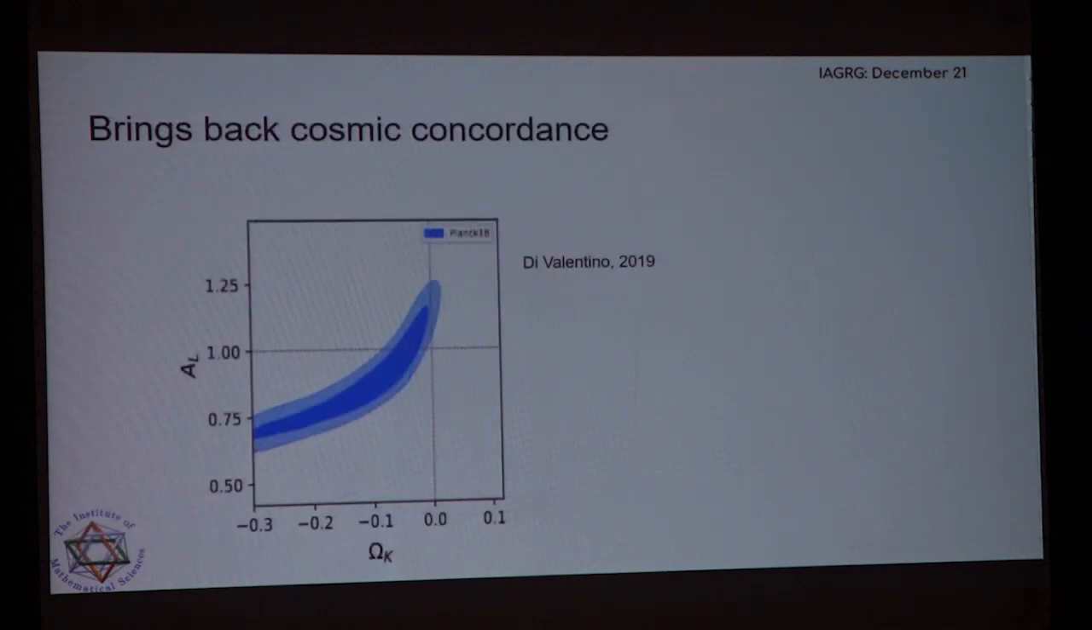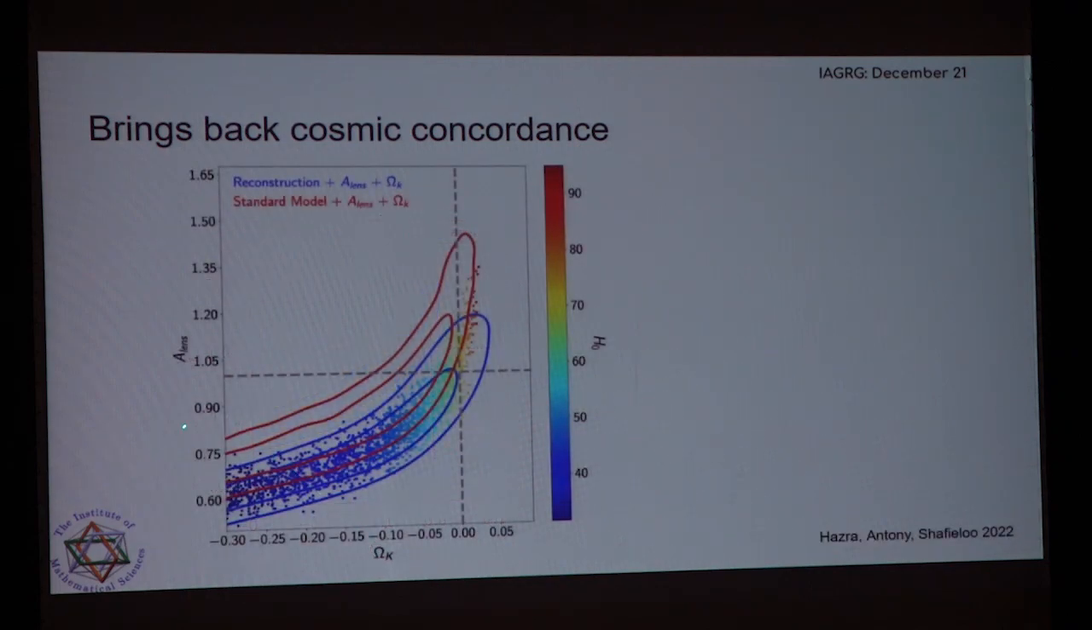So how do we bring back the cosmic concordance? So this was Eleonora's paper. So this is the plot if we have the standard model plus A-lens plus omega k. Now if we have reconstruction plus A-lens plus omega k, your 0 and 1 line actually is at the border of 1 sigma. So it actually solves your discordance problem.